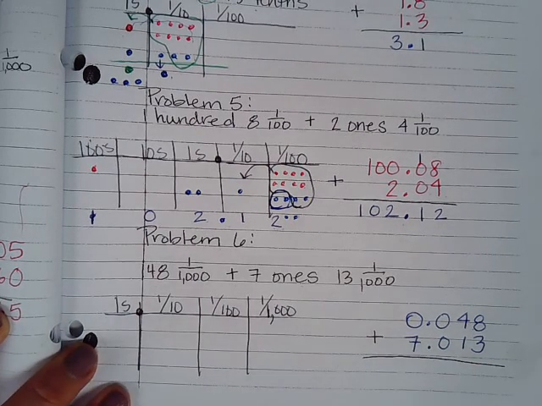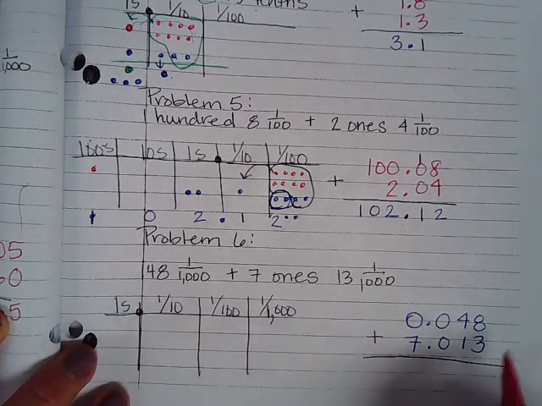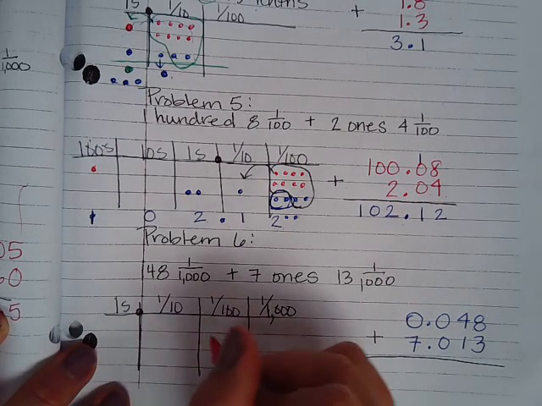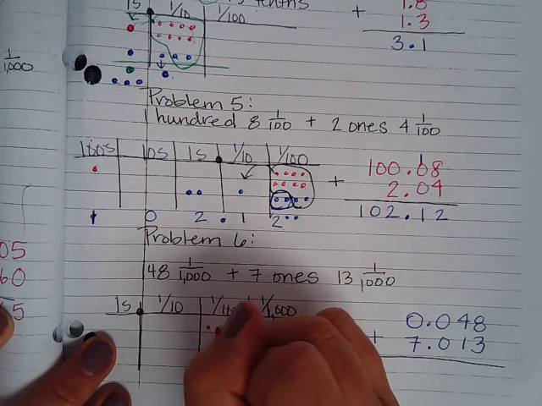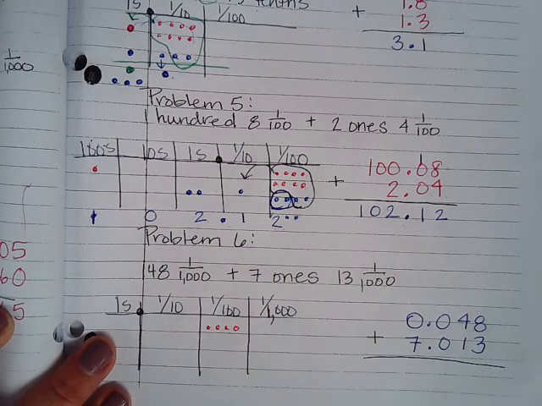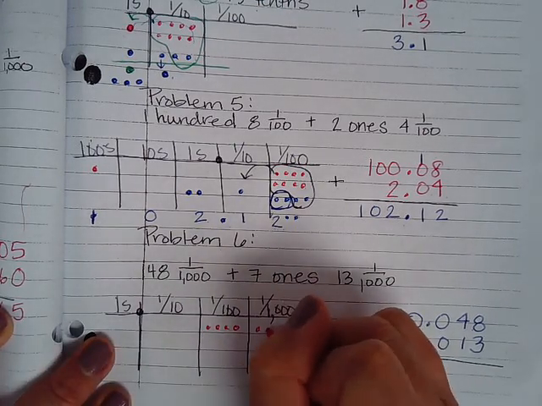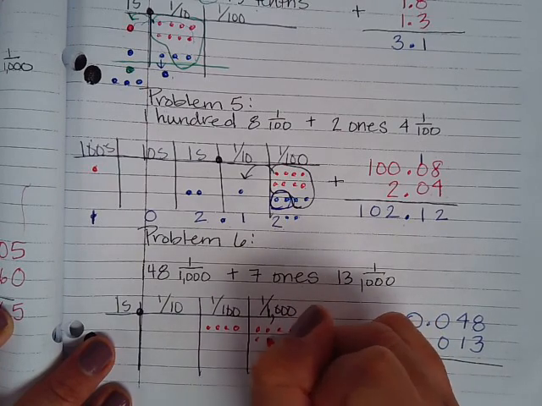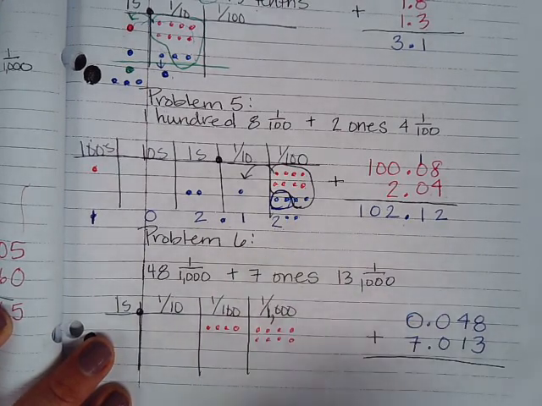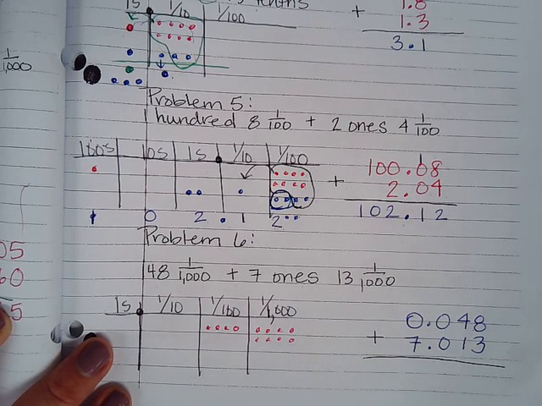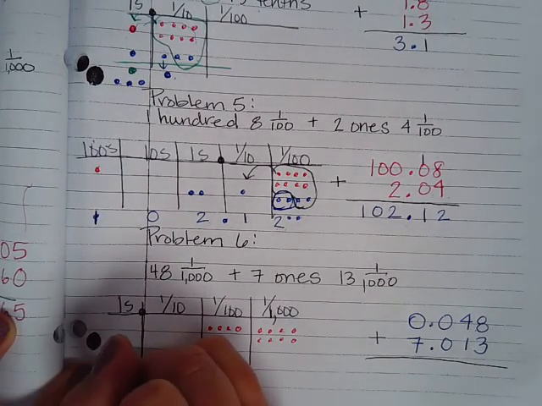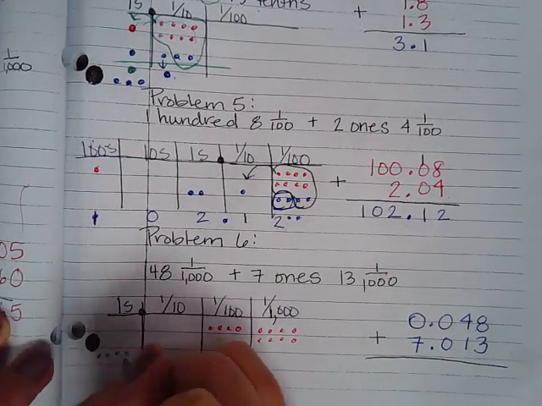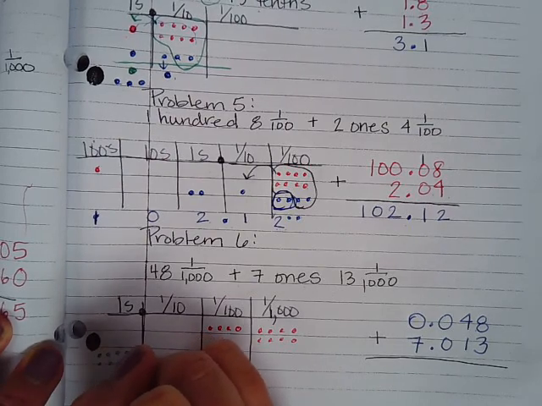And I like to use different colors to remind myself of where my numbers are coming from. So I have 0, 0, and then I have 4. 1, 2, 3, 4. And then here I have 8. 1, 2, 3, 4, 5, 6, 7, 8. And I kind of like to use the idea of an array because it helps me see the numbers a little more quickly. Now here I have 7 ones. 1, 2, 3, 4, 5, 6, 7.